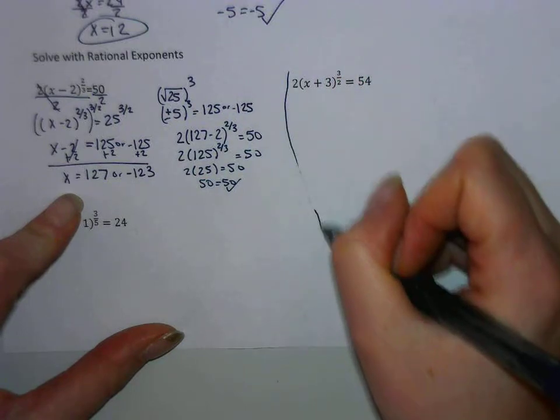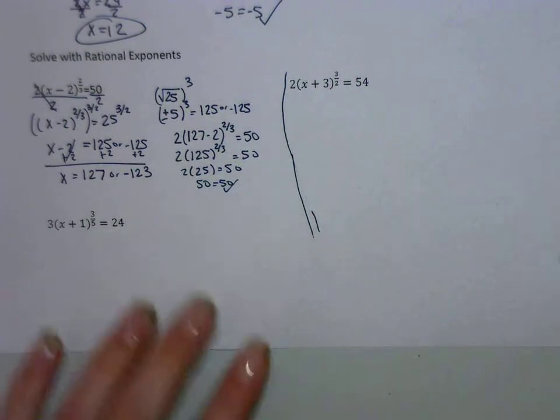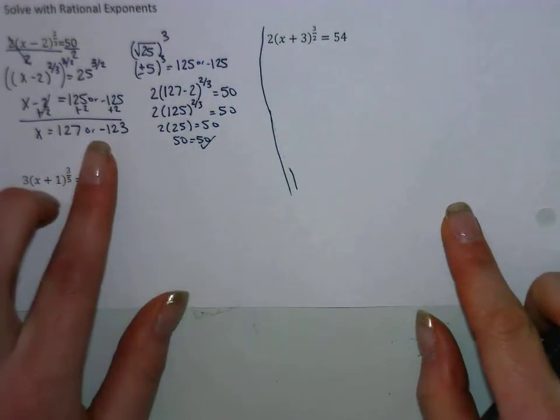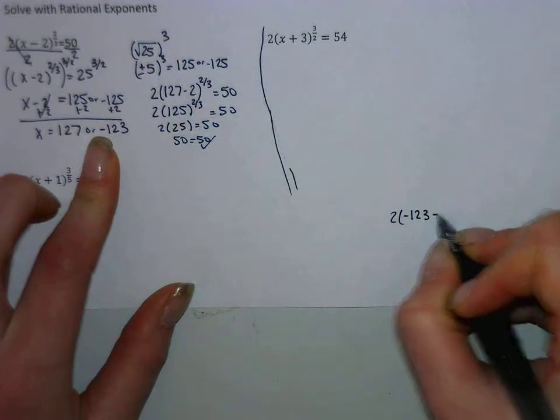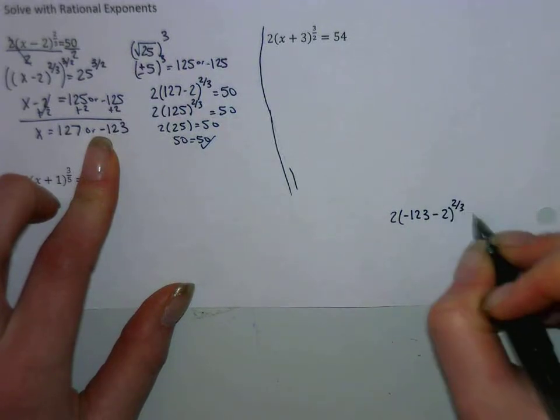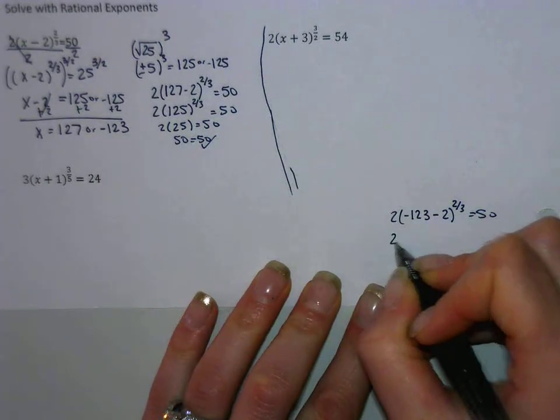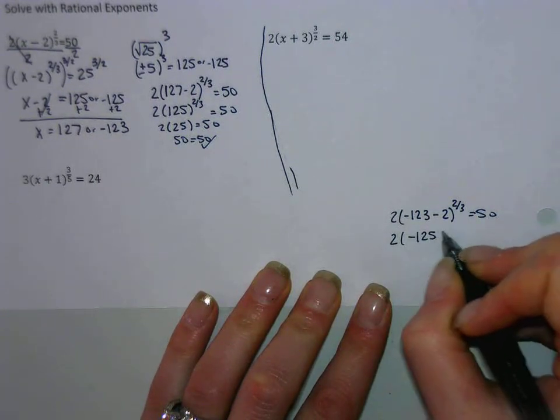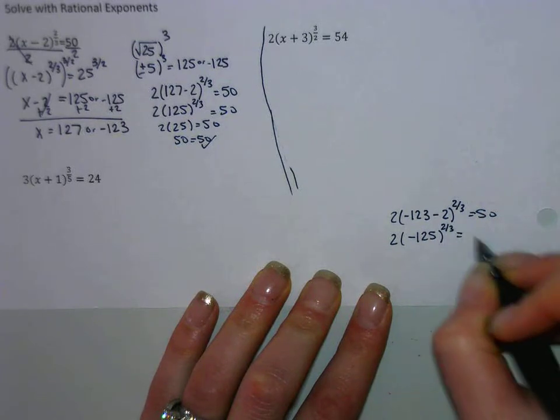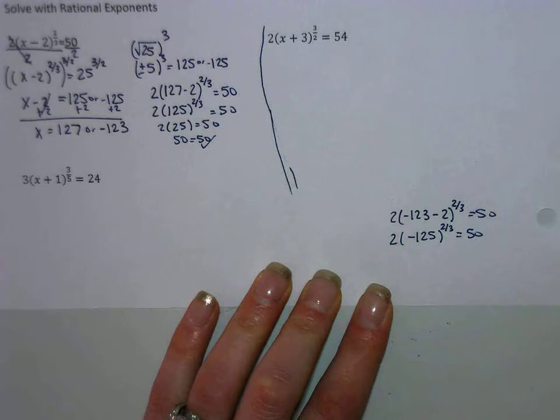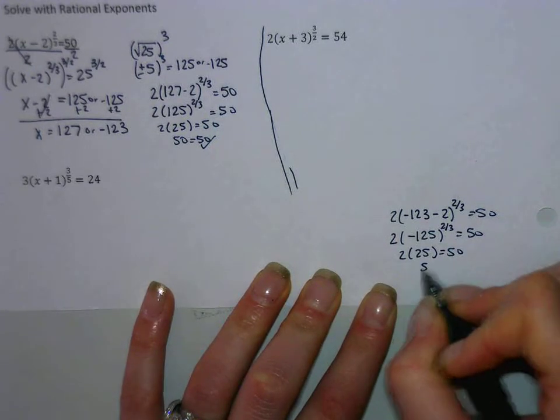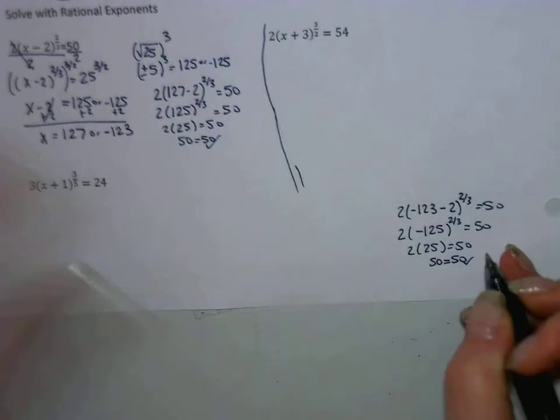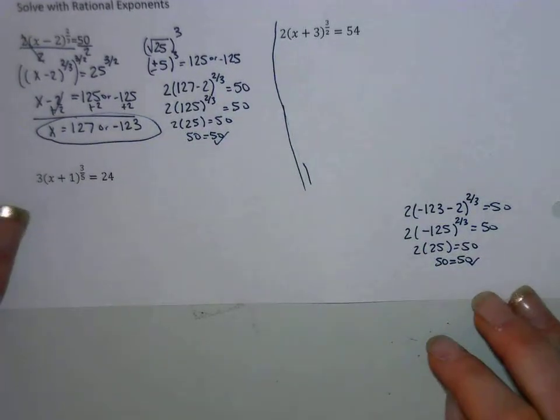Go over to this side a little bit more. I'm going to go over here in this bottom corner just for space. So we're going to have 2 times negative 123 minus 2 to the 2/3 power equals 50. So we have 2 times negative 125 to the 2/3 power equals 50. When we take our negative 125 and put it to the 2/3 power, we end up with a positive 25. And 25 times 2 is 50. So we know both of our answers are correct.